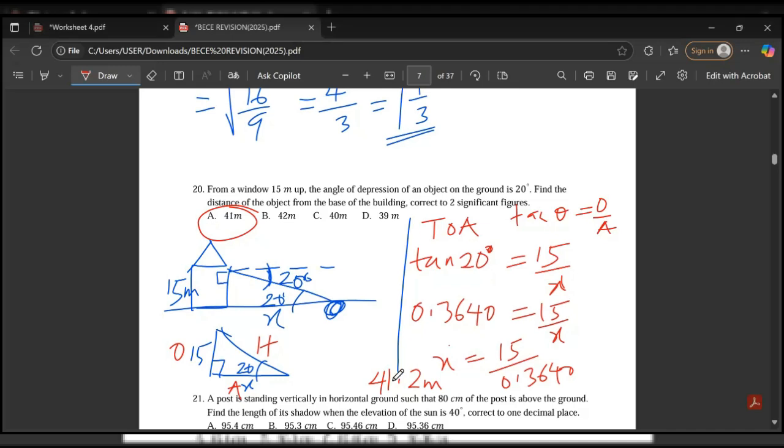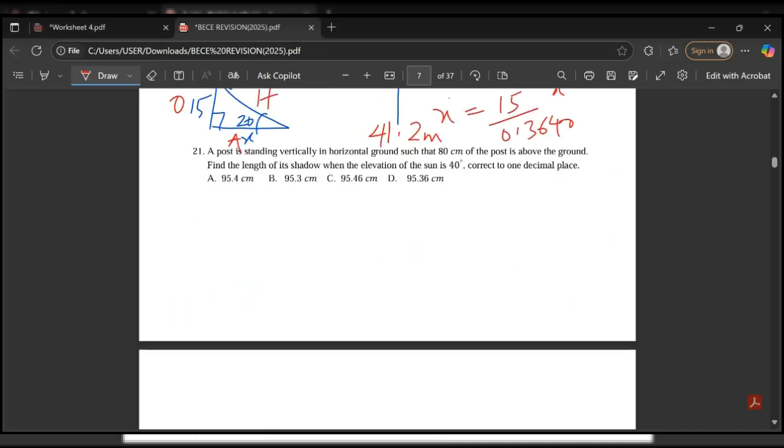Question 21. After solving 5 questions, I'll ask another question again. All right. So a post is standing. Let me clean this side. A post is standing vertically in horizontal ground, such that 80 centimeters of the post is above the ground. Find the length of its shadow when the elevation of the sun is 40 degrees. Correct to 1 decimal place.